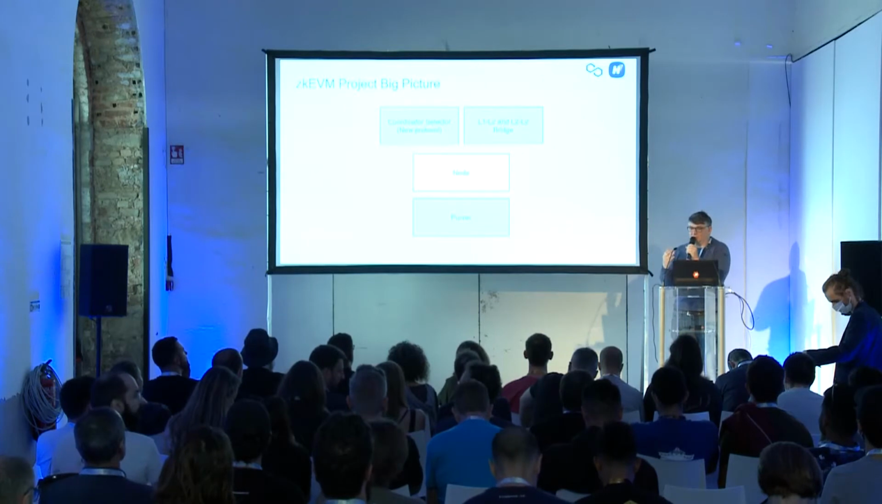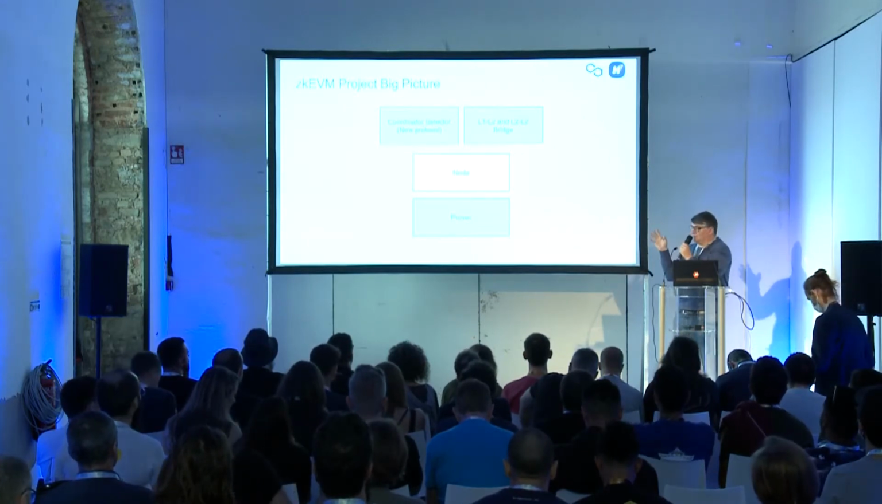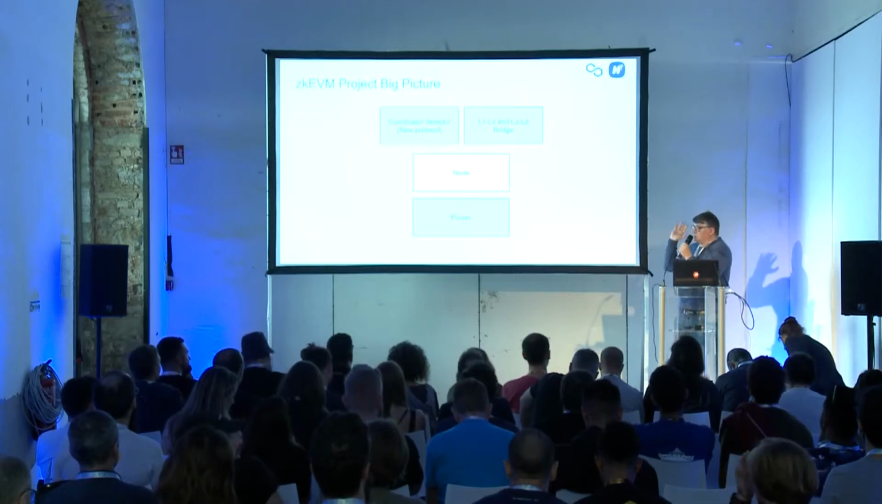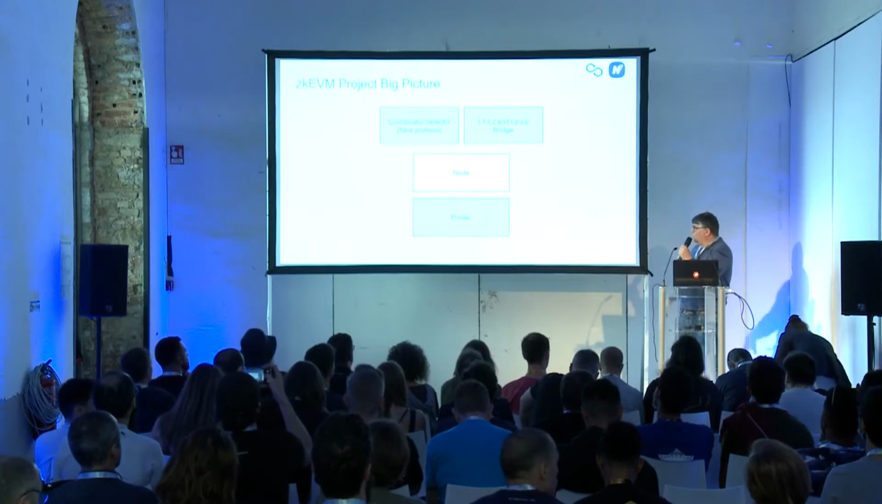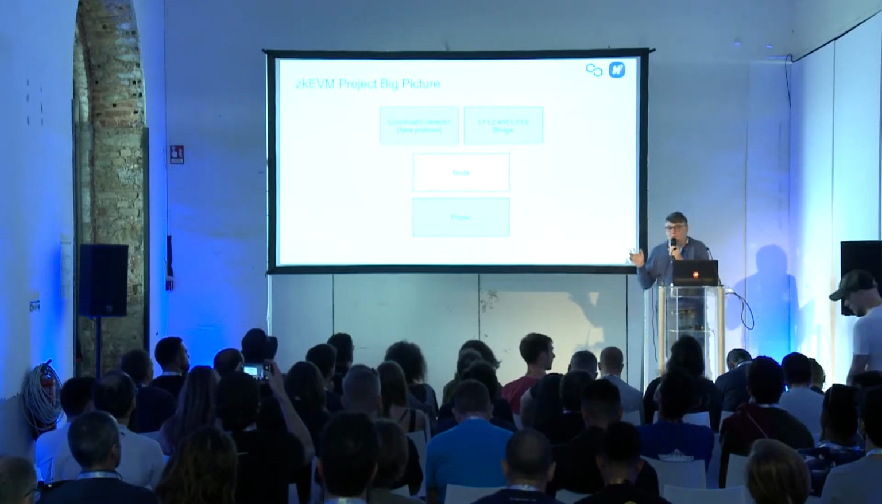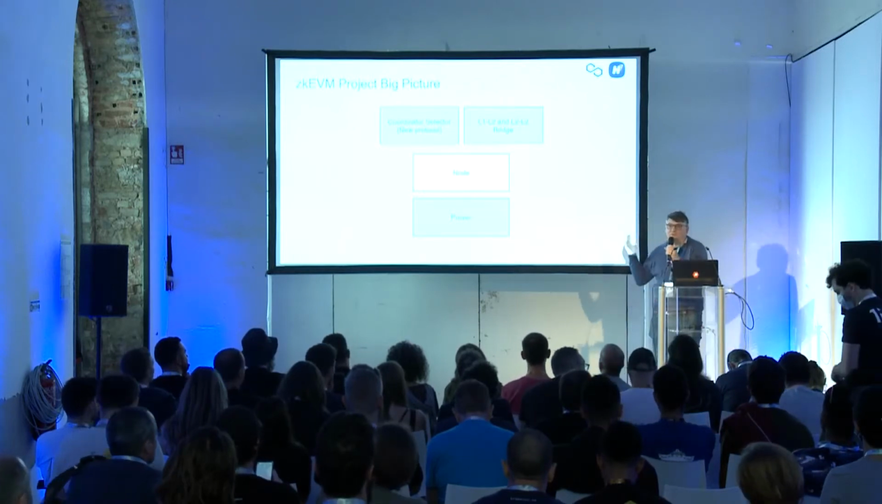If we look at the big picture of what we have to build in order to build the zkEVM, these are the main things. We have a set of smart contracts, the coordinator selector, and the L1-L2 bridge, which is the one I'm going to talk about. We have a node and we have a prover. The most important thing on this slide is what we don't have to build, what's not here.